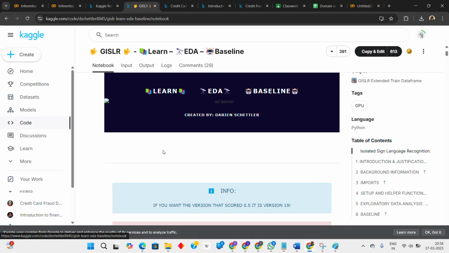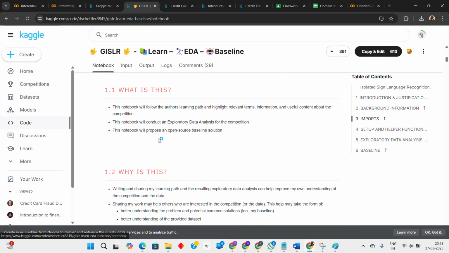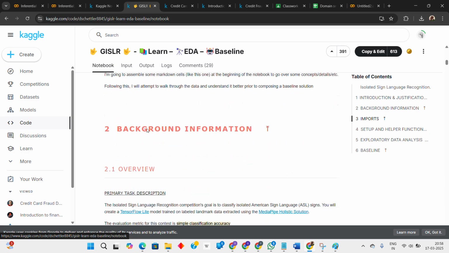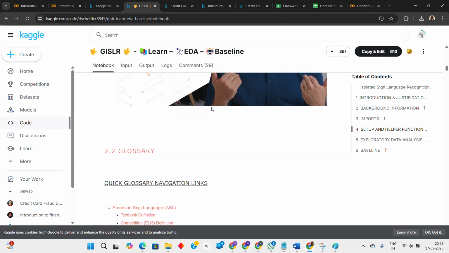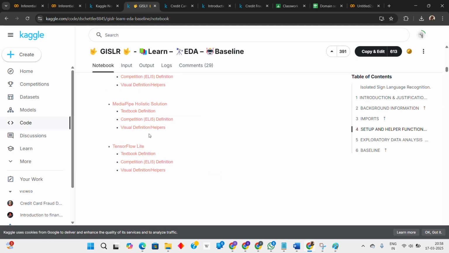And then here you can see this is the way they're presenting. What is this? Introduction. What is this? It means this notebook will follow the learning path and so on. Why is it? Who is this for? I mean, there are different ways to present our things. Right? And also one YouTube video is available. Go and check that YouTube video.